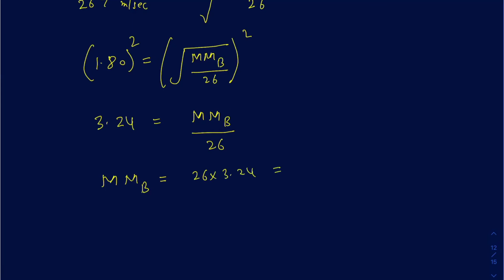If you have a different way of solving this math portion, that's going to be completely okay. So 26 times 3.24 is going to be about 84.24 grams per mole.